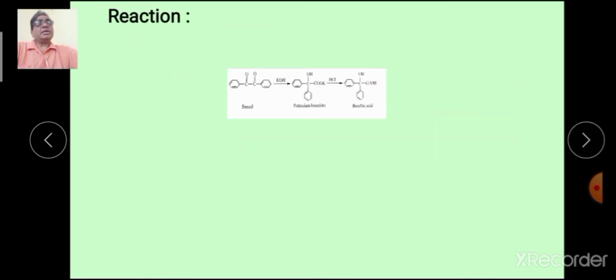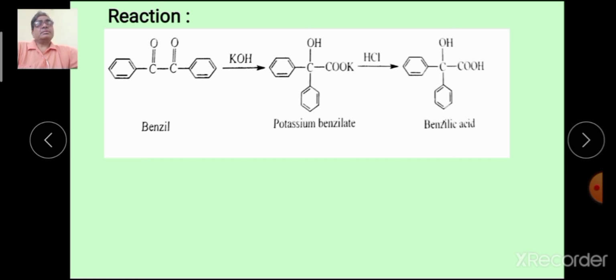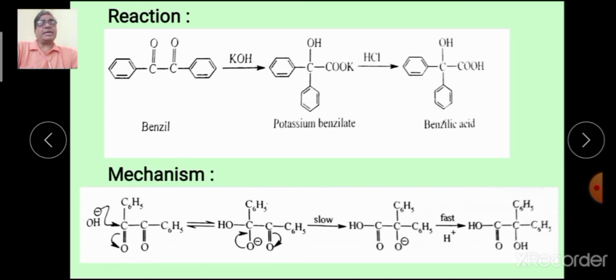Then the reaction. This benzil, you have taken 1 gram, reacts with potassium hydroxide, KOH, forming potassium benzilate. This is a potassium salt. Addition of hydrochloric acid decomposes this potassium salt into the acid, and this is the benzilic acid. This is the reaction. See the mechanism of the reaction.